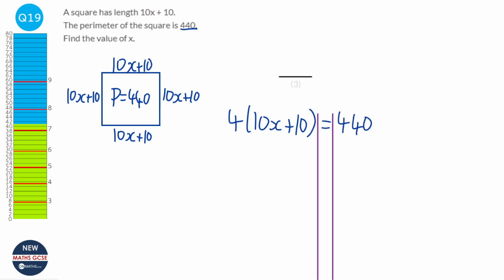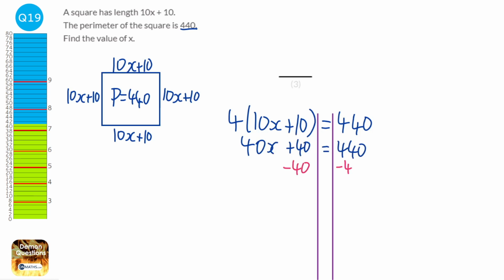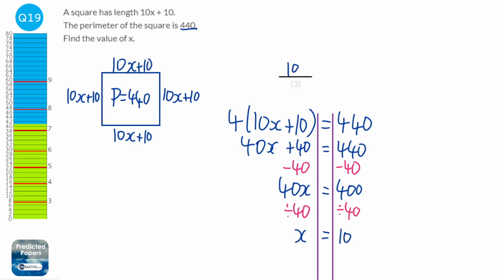So put our lines in because we're going to solve, and we're just going to start by expanding the brackets, so that'll be 40x plus 40 equals 440. Then we're going to get rid of the plus 40 first, so take away 40 both sides. And so that'll be 40x equals 400. And then we get rid of the 40 before the x, so we divide both sides by 40. And we've got x equals 10. So our answer is 10.